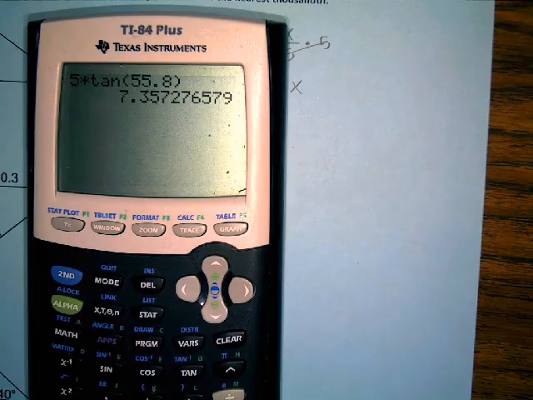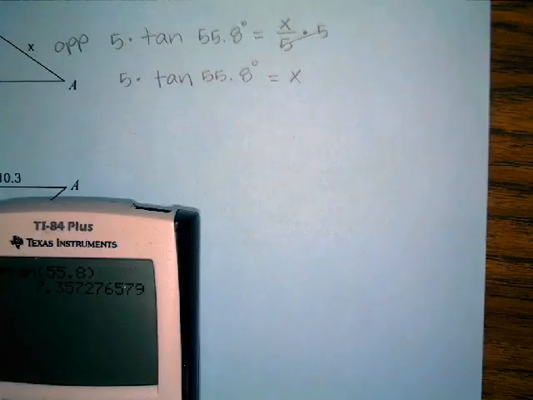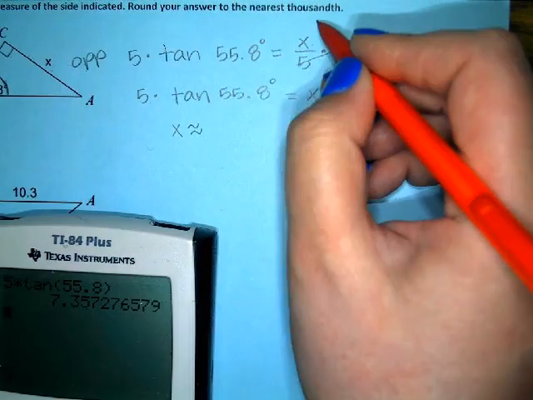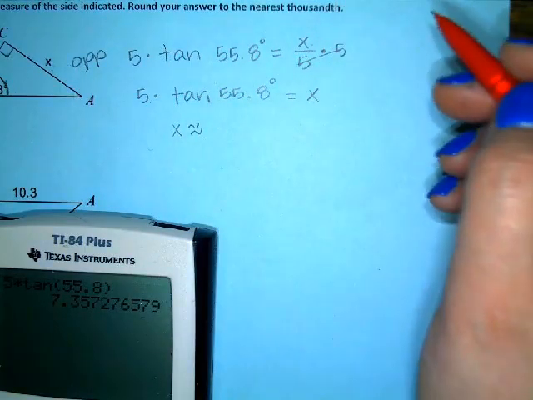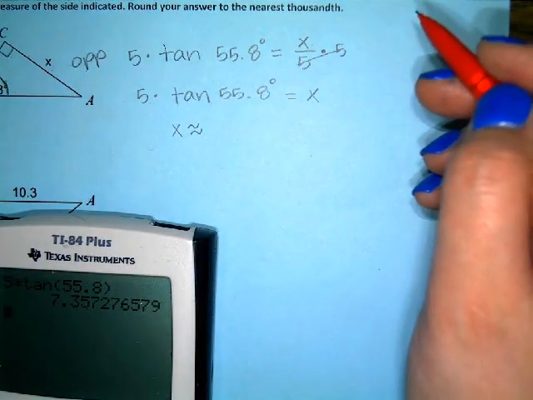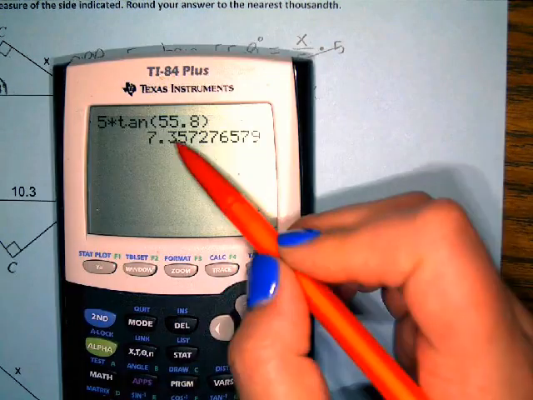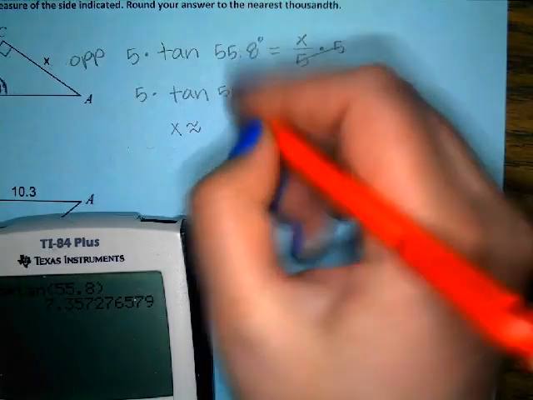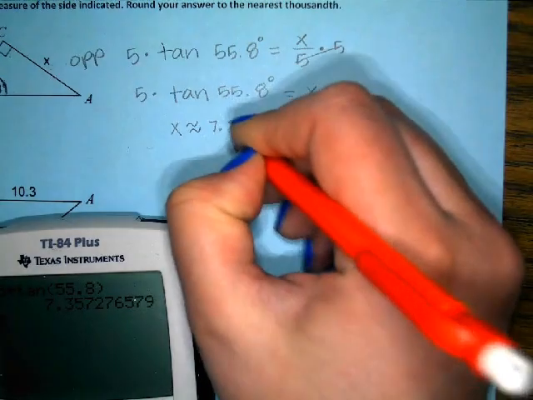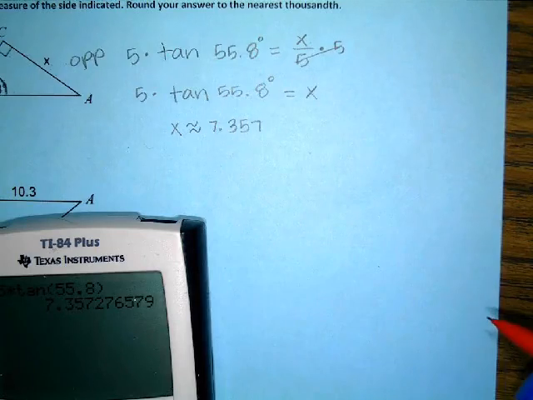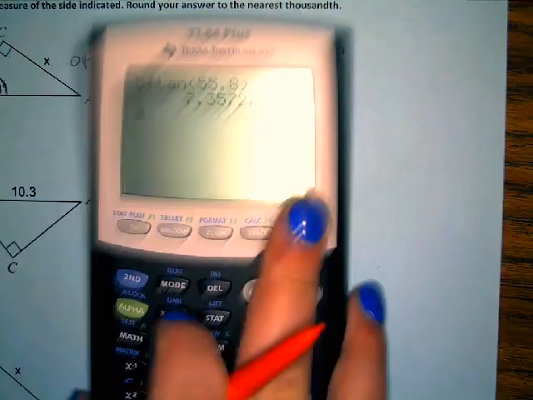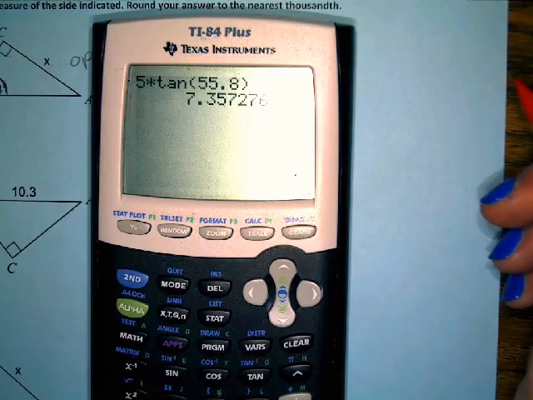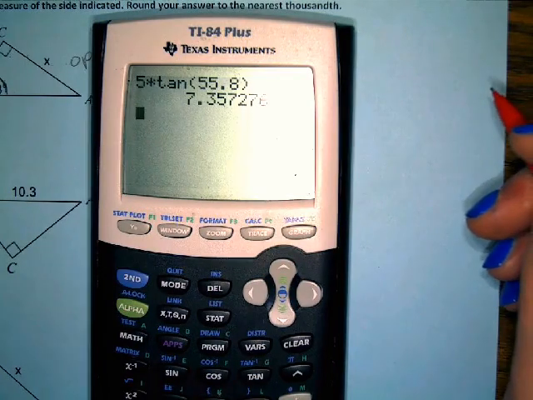Yes? Okay. So the side length that we just got is, and it says round to the nearest thousandth. How many decimals is that? 3, yep. So tenth, hundredth, thousandth is 3 decimal places. So 7.357. Did you convert your calculator into degrees?